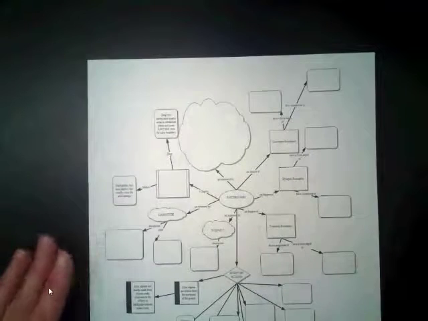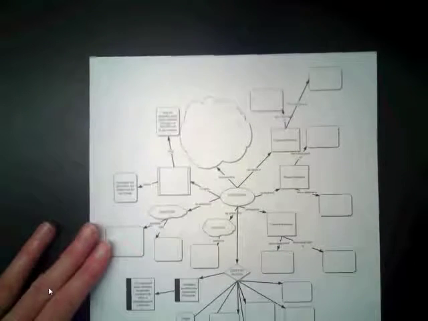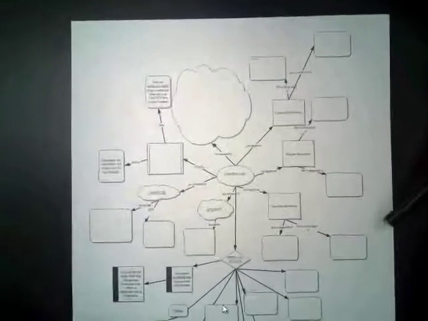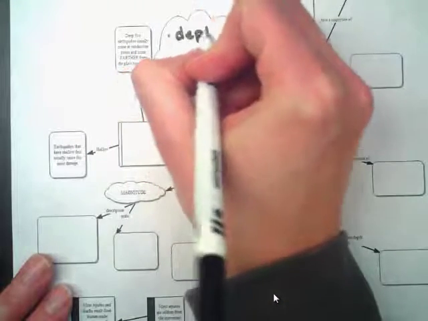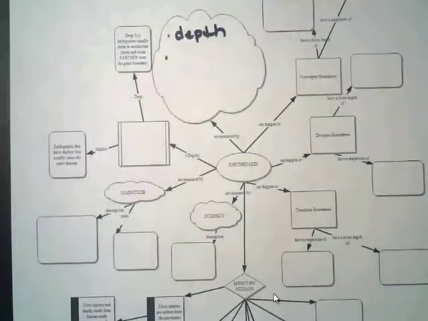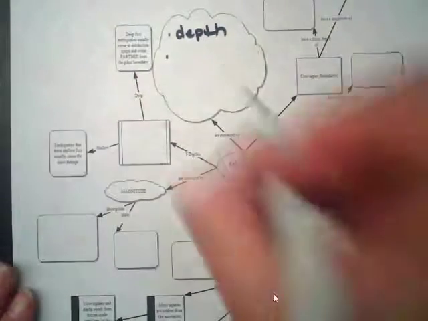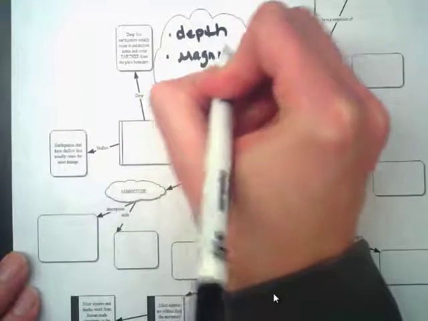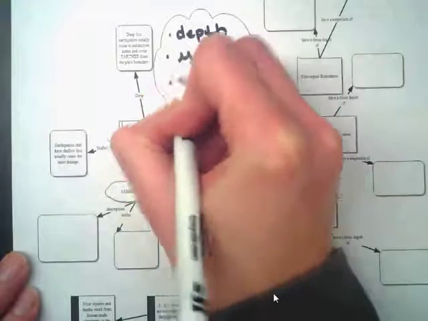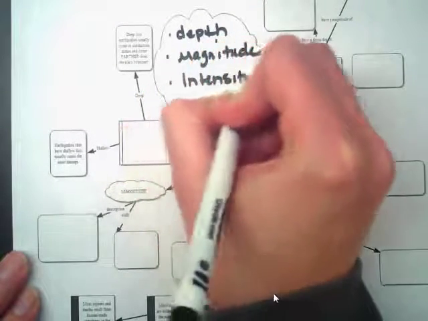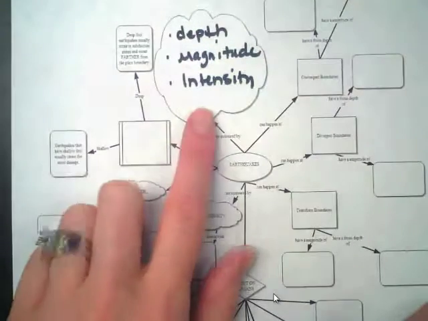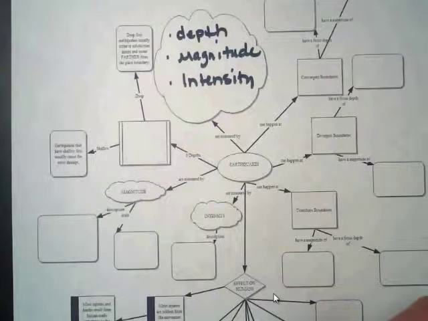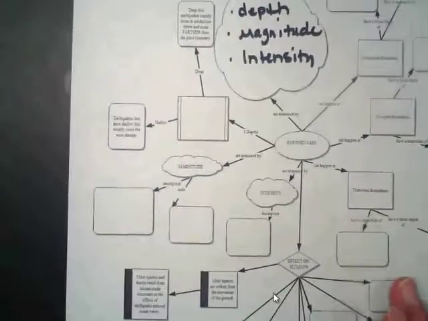So let's start up at the top. Earthquakes are measured by three things: depth, or how far down the earthquake takes place; magnitude, the amount of energy the earthquake has; and intensity, which is the amount of damage that is done. Now that can only be measured after the earthquake happens. So let's start with depth.